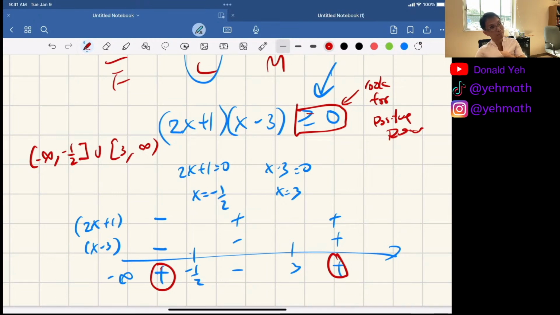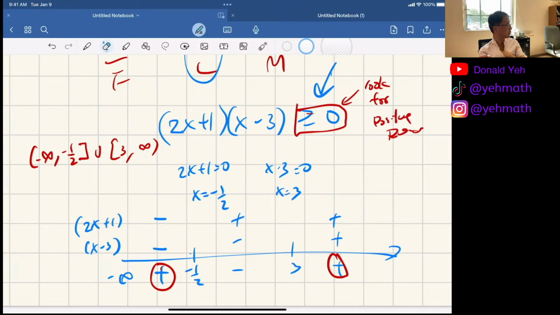So yeah. What do you do against less than? What if it is less than 0? Good question. Then you will pick the region that's less than 0, which is between -1/2 and 3. And it's going to be a bracket because this is negative, and negative is less than 0, right? So this question is on the test. You have to know how to do a number line test.